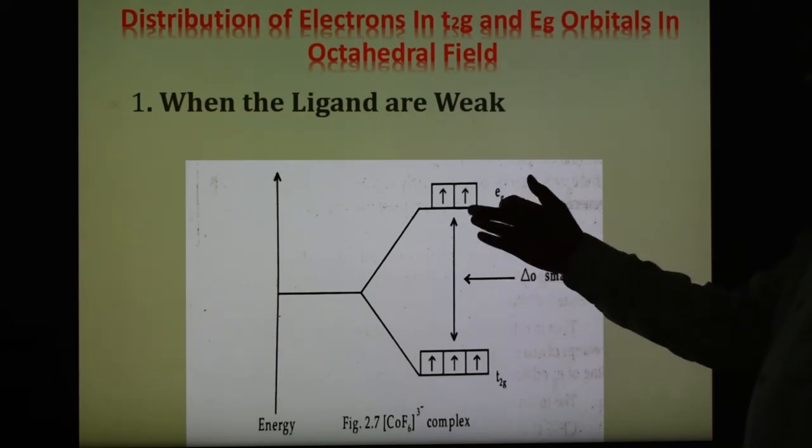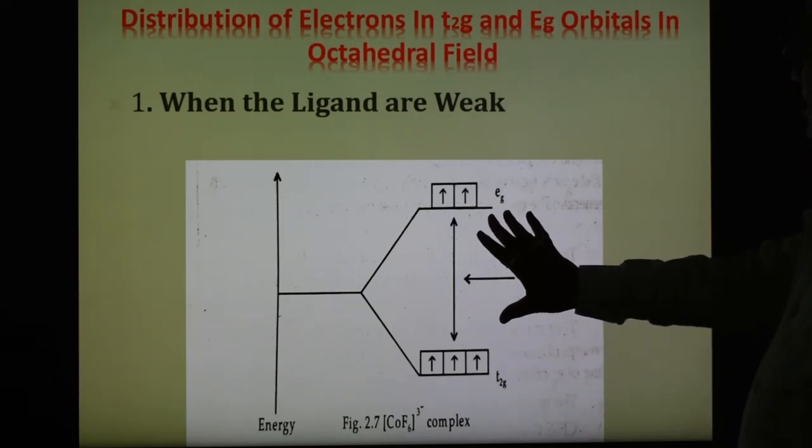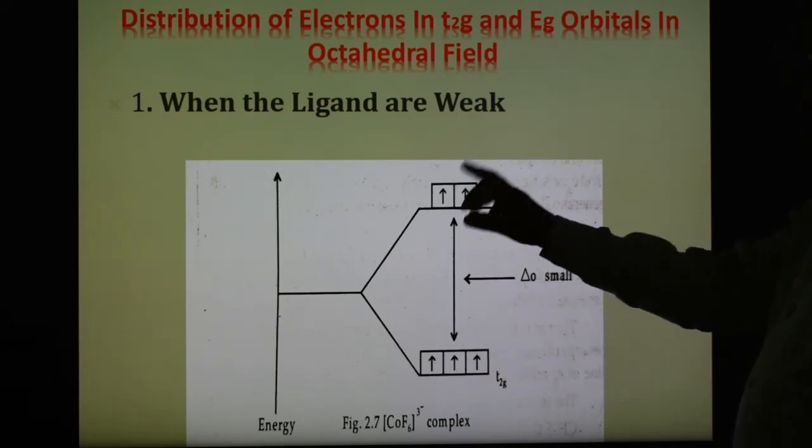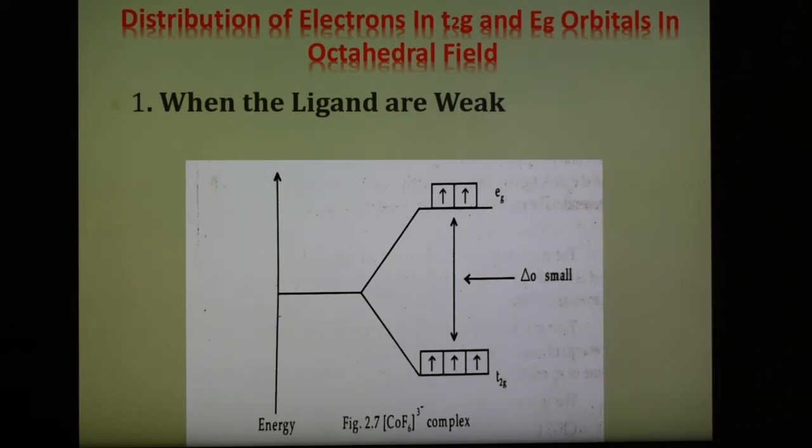When delta O is small, it is high spin, because the levels are very close, and therefore electrons go one by one into each orbital and then pairing will take place. So there are two cases. Under the influence of weak ligand, the energy difference delta O between the T2G and EG sets is relatively small, and hence all five d orbitals are supposed to be nearly degenerate. The distribution of d electrons in the T2G and EG sets takes place according to Hund's rule. Hund's rule states that electrons are singly filled first and then pairing will take place.